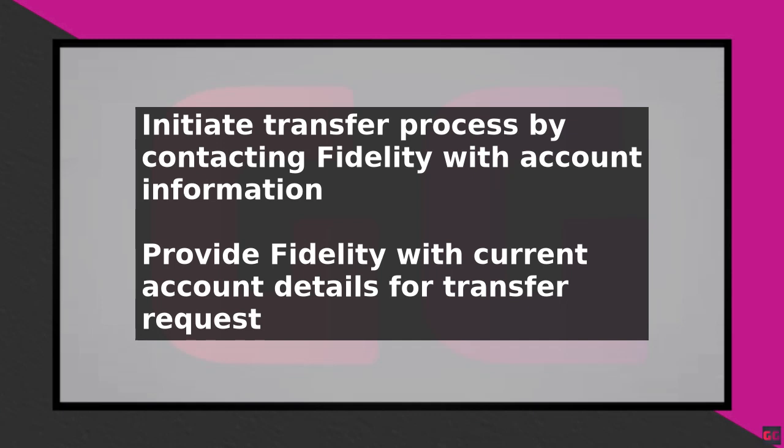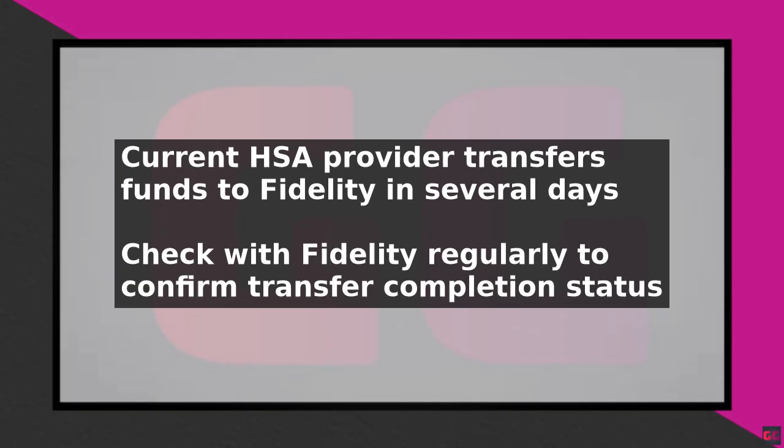You can do this by contacting Fidelity and asking them to send a transfer request to your current HSA provider. You will need to provide Fidelity with some information about your current account, including the account number and the name of the provider. Your current HSA provider will then transfer the funds to Fidelity. This process can take several days or weeks, depending on the provider. You should check with Fidelity regularly to confirm that the transfer has been completed.